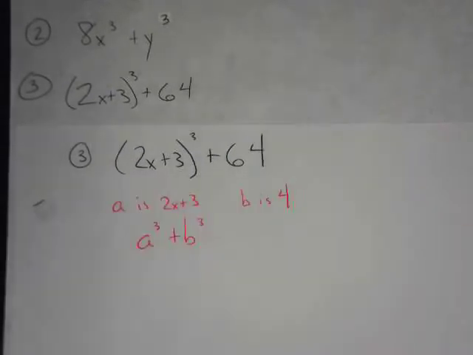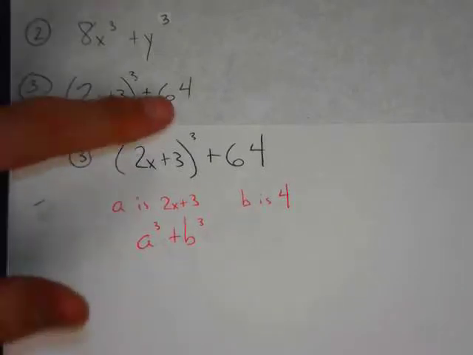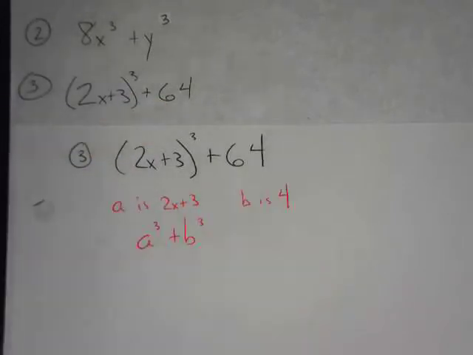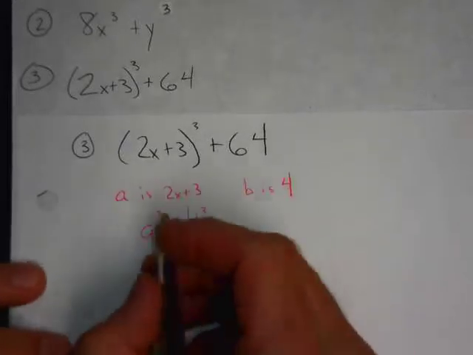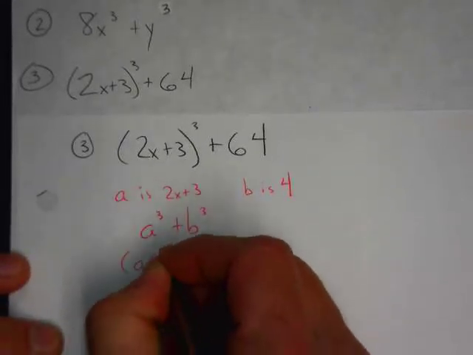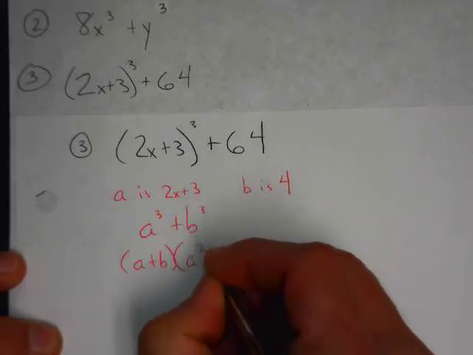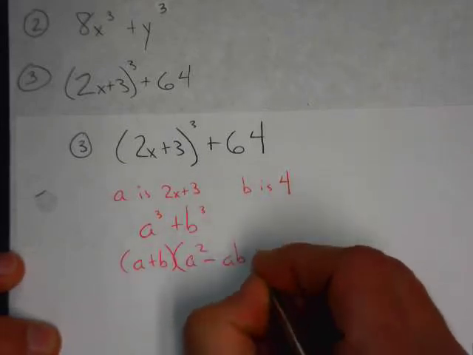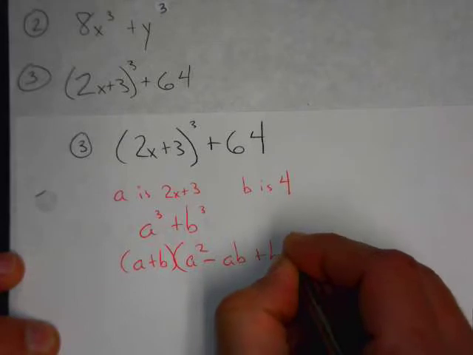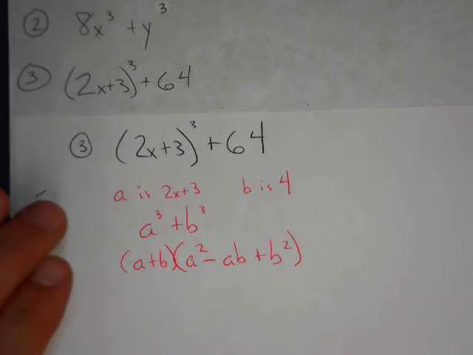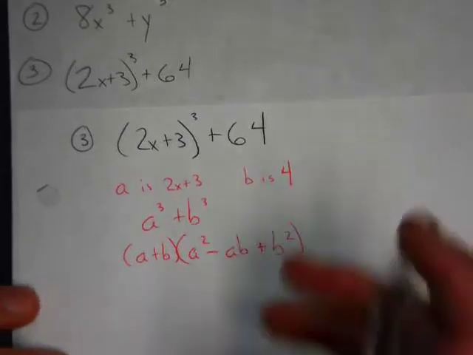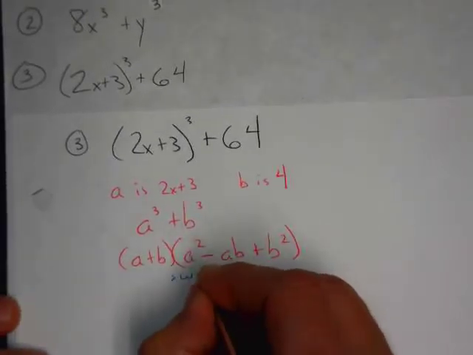So we're dealing now with a cubed plus b cubed, considering a is 2x plus 3 to the third power, and b is 4, where 4 to the third power is 64, and so we are set to go. Now remember how the format works for a sum of cubes. First the sign is the same, then we have a squared, opposite sign, ab, and then positive plus b squared. We recognize that format, and then switch back to what we had substituted.